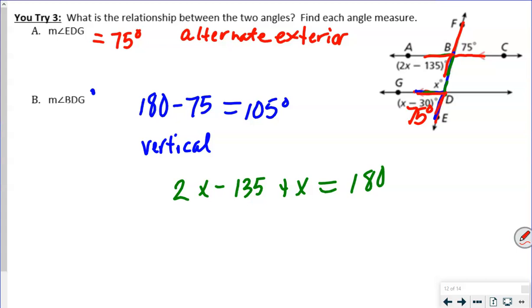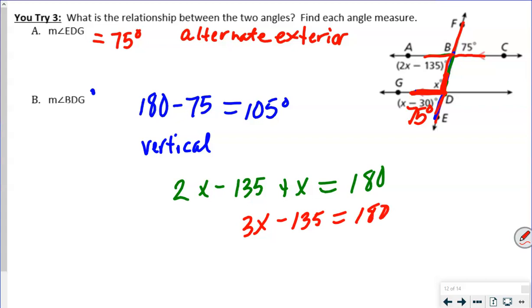Sorry. No, we were trying to find BDG. So we were trying to find this. Okay, so we could set that angle equal to find the x, but that would be too complicated. So let's just do it this way. 2x plus x is 3x, so 3x minus 135 equals 180.